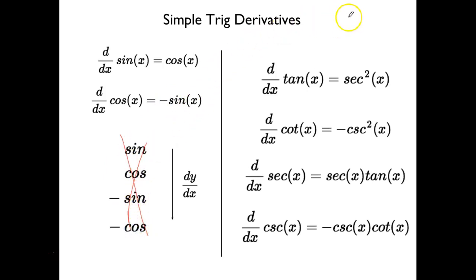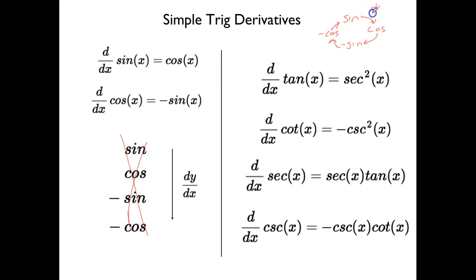Okay, so in order to remember this, I'm going to give you a way to memorize this. Write down sine, write down cosine, negative sine, negative cosine. The derivative of sine is cosine. I just told you that. The derivative of cosine is negative sine. The derivative of negative sine is negative cosine. The derivative of negative cosine is sine.